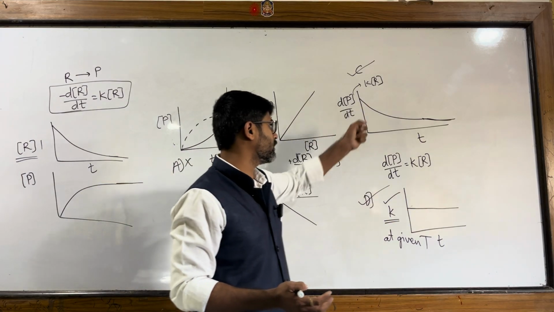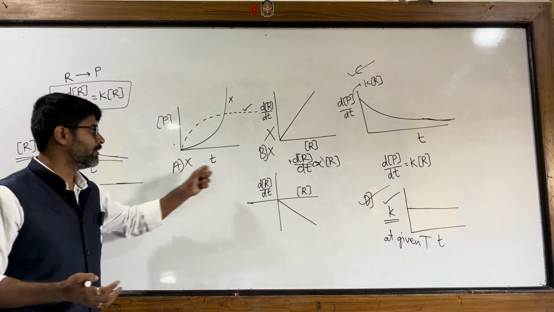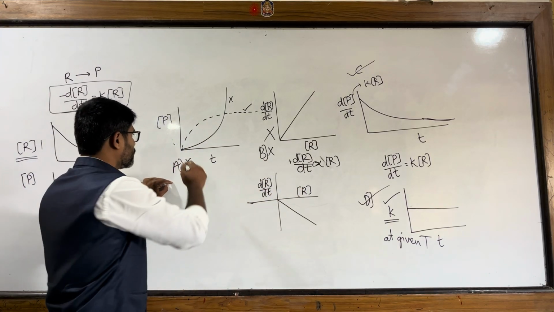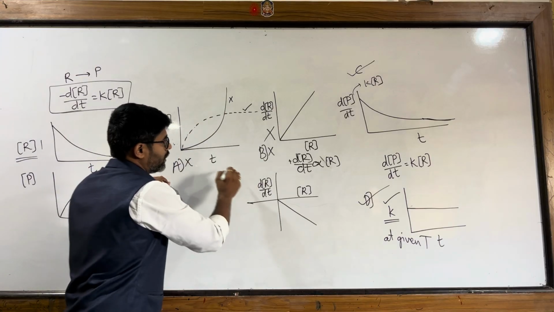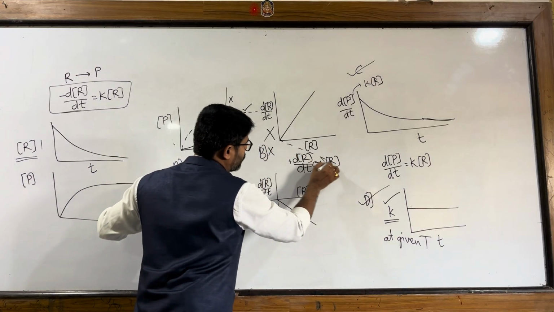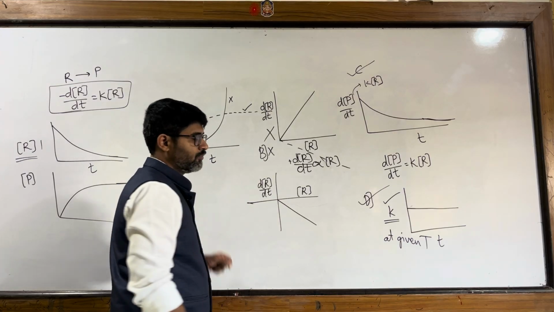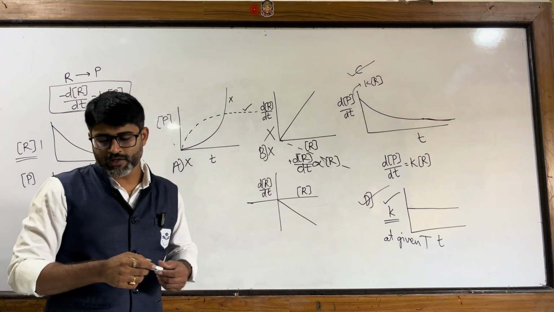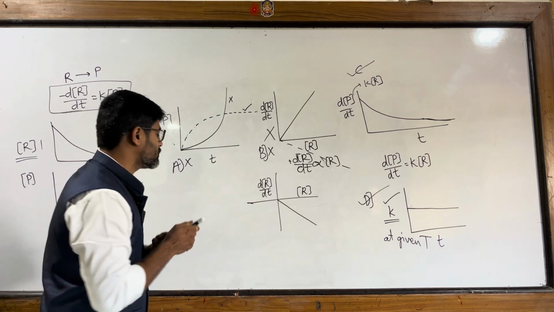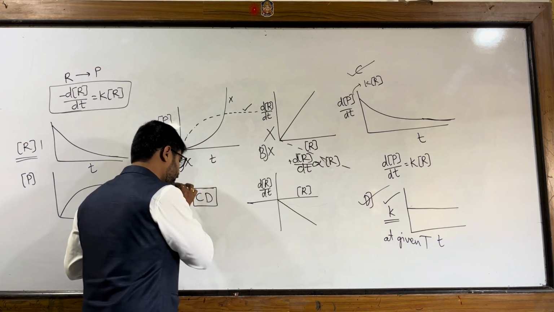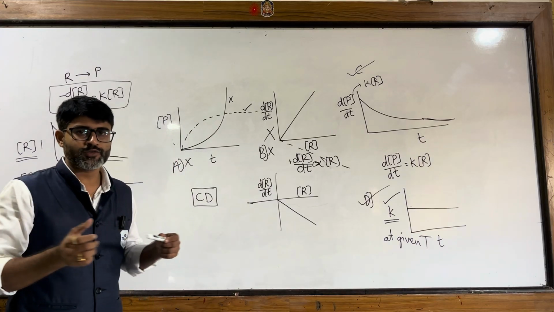Graph C is correct, but graphs A and B are not correct. For the first option, the correct graph will be in this way, and for the second option, this one will be the correct graph. So the answer for this question is C and D. C and D options are correct and A and B options are wrong.